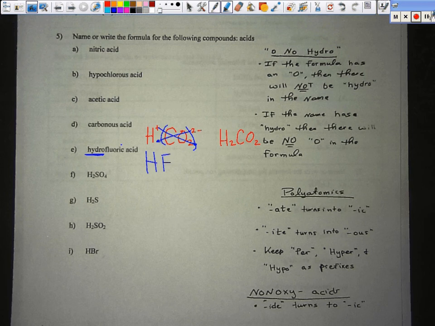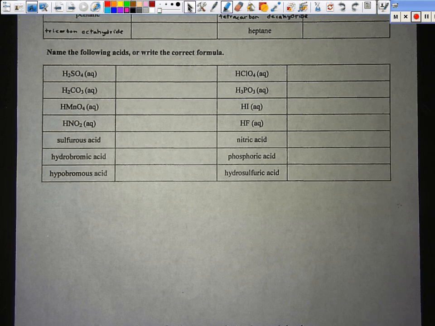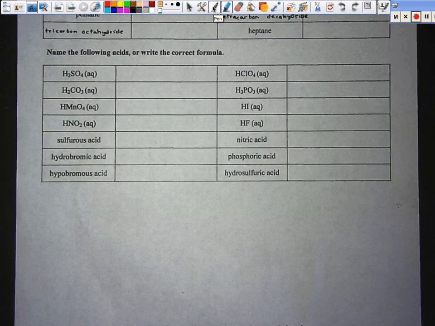Okay, so let's do the last 6 real quick. So the first one, sulfurous. All right, so I ate with Rick, but I ate with ous. So this is sulfite. All right, so I know that H is always going to be H plus, but what is sulfite? SO3, 2 negative. So when you crisscross, you should get H2SO3. Everybody good with that?